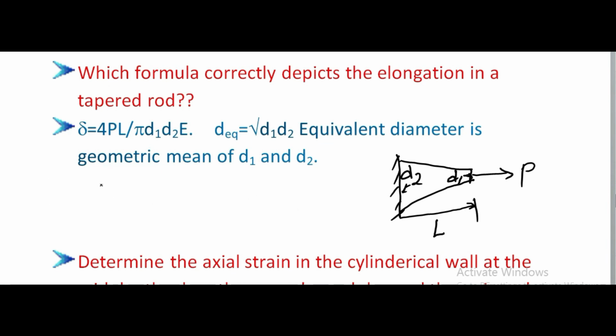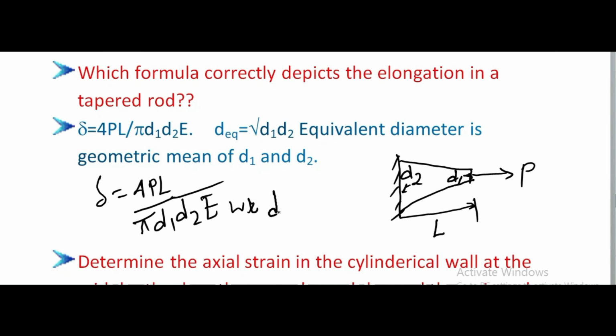ओके, सो डेल्टा इज इक्वल टू होता है 4PL बाई पाई इंटू D1 D2 E simply, where D equivalent is equal to रूट अंडर D1 इंटू D2, जो कि ज्योमेट्रिक मीन का होता है.